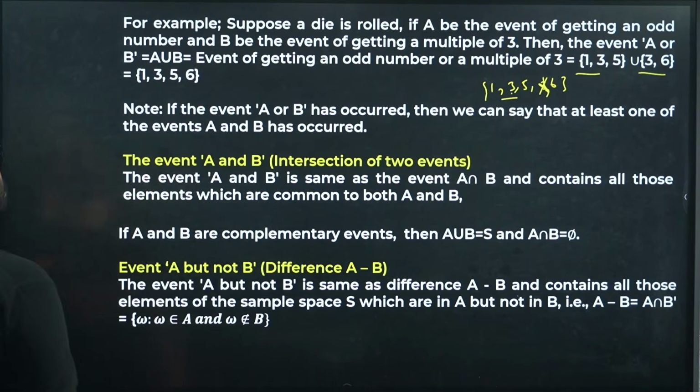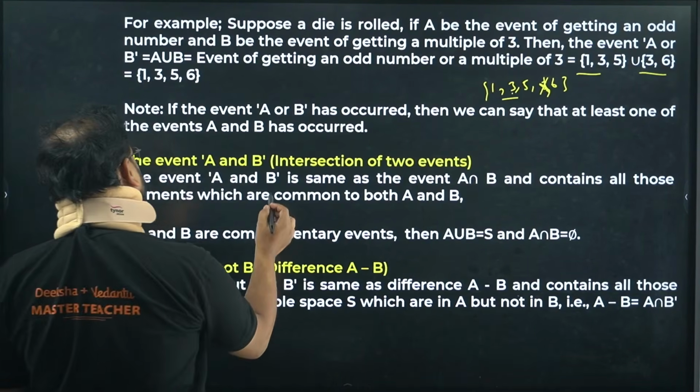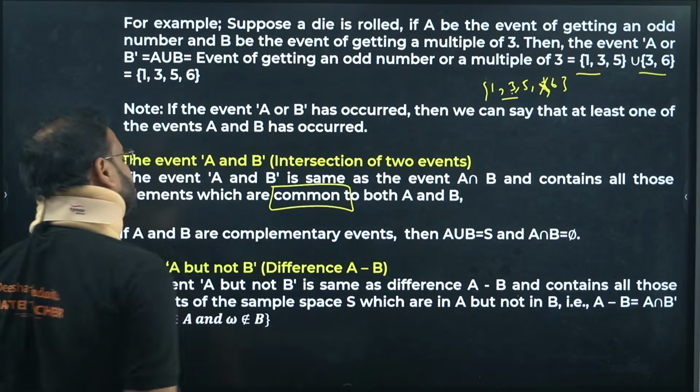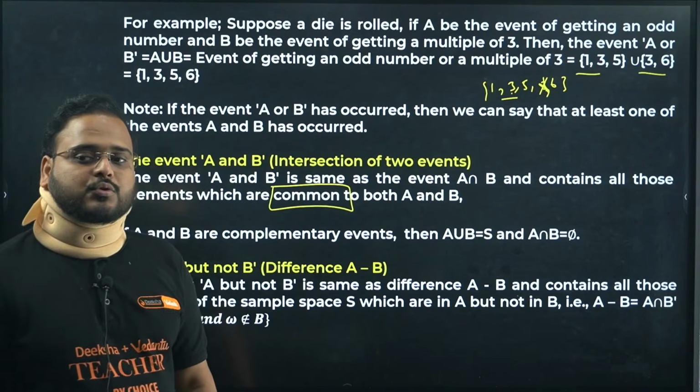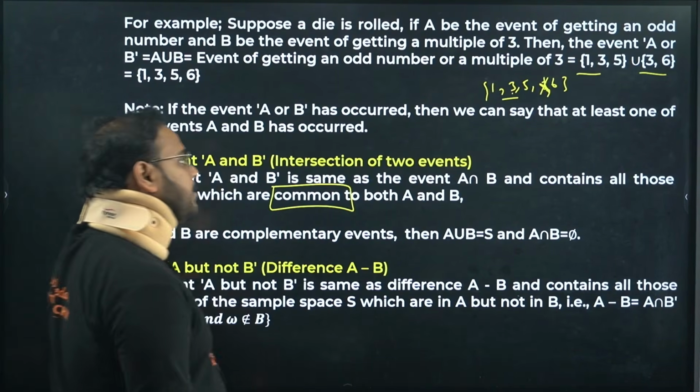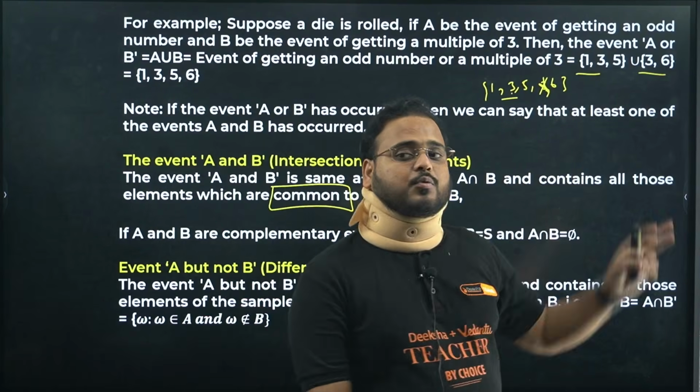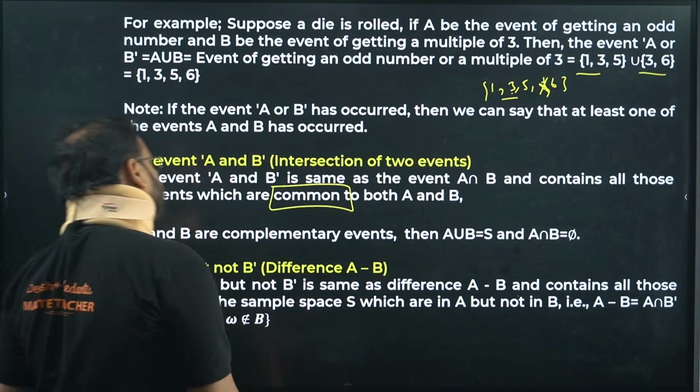Okay. Intersection means you only look for common events. You look for only common entries. So for example, you can see over here, what is common in these two sets? Only 3 is common. That is the only answer.